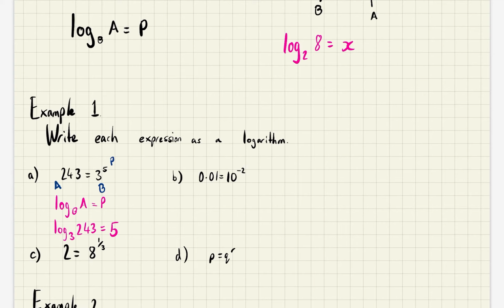Next, we've got B, 0.01 is equal to 10 to the power of negative 2. Same deal. We're going to have our A, which is our answer, that's our base, and that's our power. Okay, so this time I'm going to write it down. I'm going to skip the BAP part, just because I don't have that much space, to be honest. My base is 10. My answer is 0.01. And my power is negative 2.